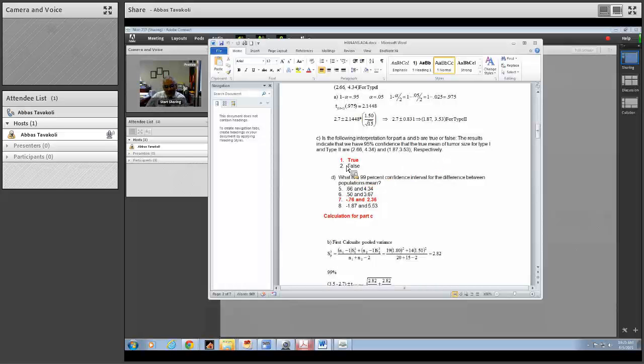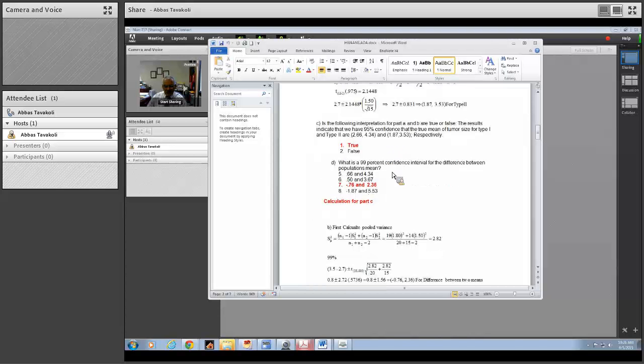Now, is the following interpretation for parts A and B true or false? The results indicate that we have 95% confidence that the true mean, and here it's important, the true mean of tumor size for type 1 and type 2 are these. That is true, because that is the explanation of a confidence interval.